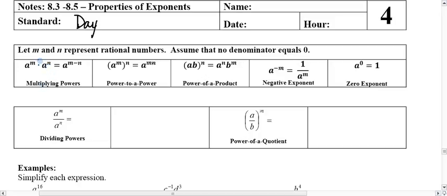Multiplying powers, which is where we take the same base, and if it's being multiplied, the exponents add. You'll see there's a little correction to be made here. So these are going to be added exponents.